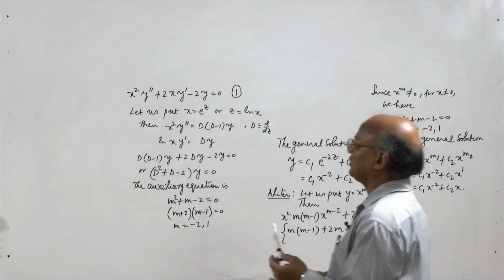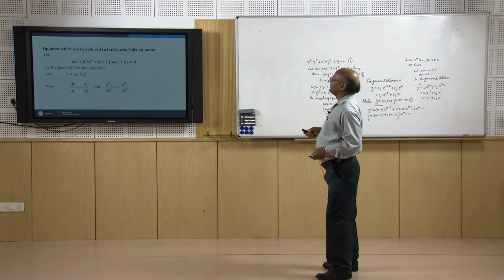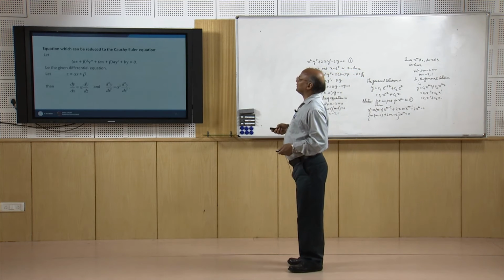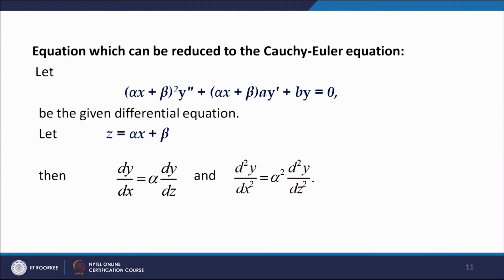So this is how we will solve the Cauchy Euler equation in the homogeneous form. Now the Cauchy Euler equation can be generalized to such type of equations also, where we see that the power of alpha x plus beta is same as the order of the derivative occurring in that term. So here the power of alpha x plus beta is 2, and we have the derivative of second order. Here the power of alpha x plus beta is 1, and we have the derivative of first order. So in such a case we shall convert this to a Cauchy Euler equation.